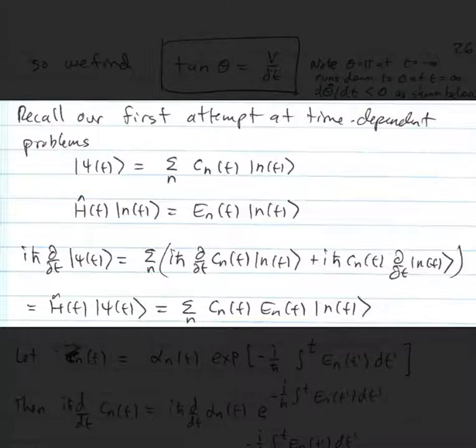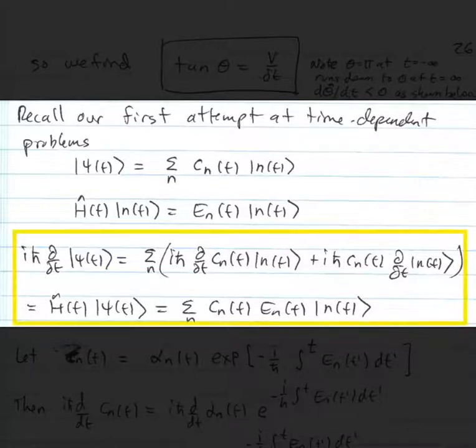Then when we plug into the time-dependent Schrodinger equation, i h bar d by dt of psi of t, we pick up two terms, one where the derivative hits the c n of t, and one where the derivative hits the state. And of course that's equal to H acting on the state, and because these are instantaneous eigenstates, we can immediately replace the H acting on n by E n of t acting on n of t, and so we get this expression: sum over n of c n of t E n of t times n of t.